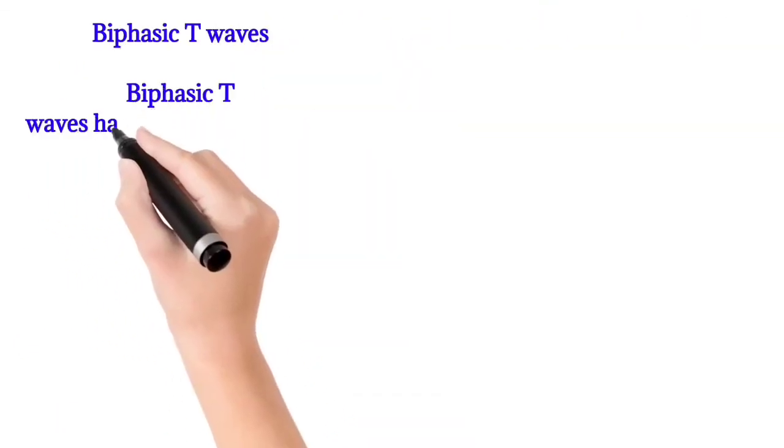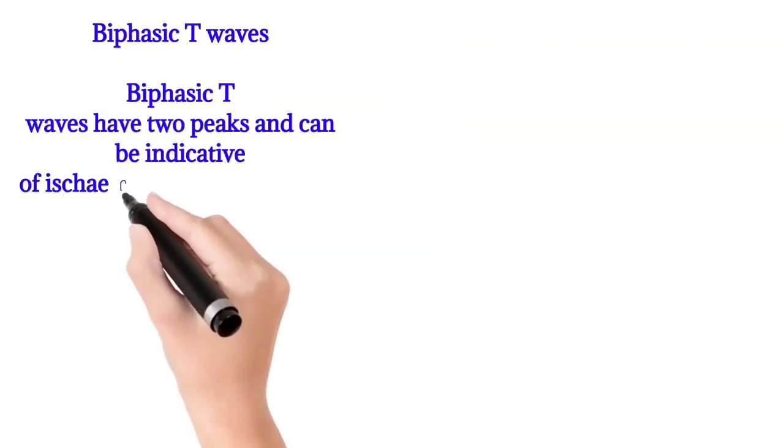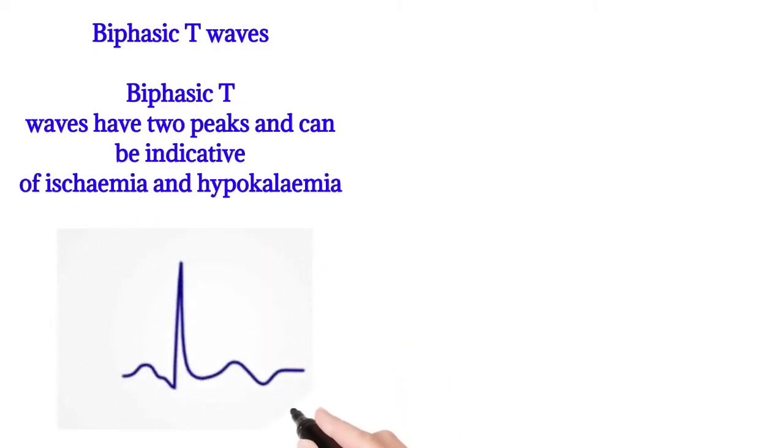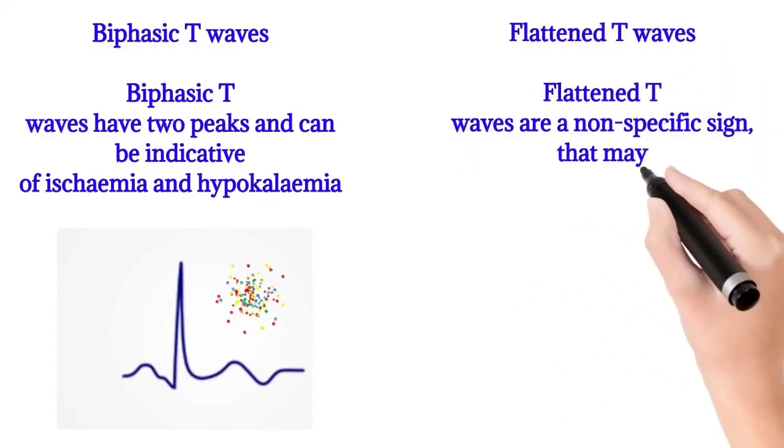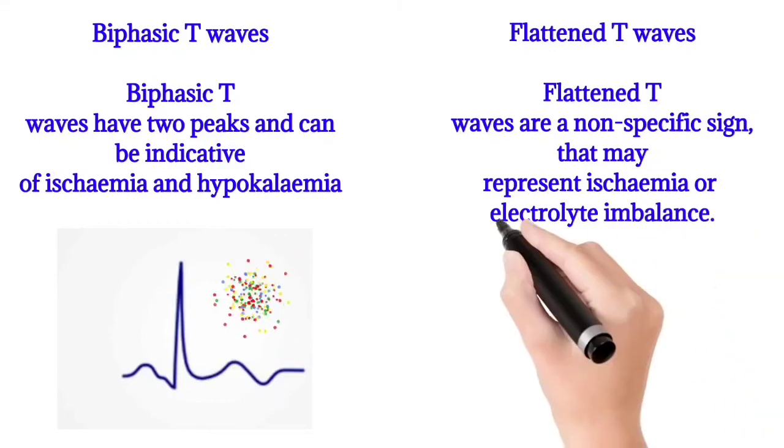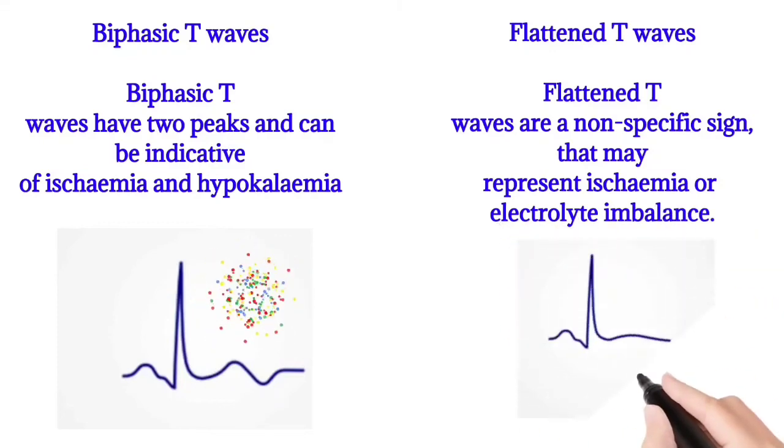Biphasic T waves. Biphasic T waves have two peaks and can be indicative of ischemia and hyperkalemia. Flattened T waves. Flattened T waves are a non-specific sign that may represent ischemia or electrolyte imbalance.